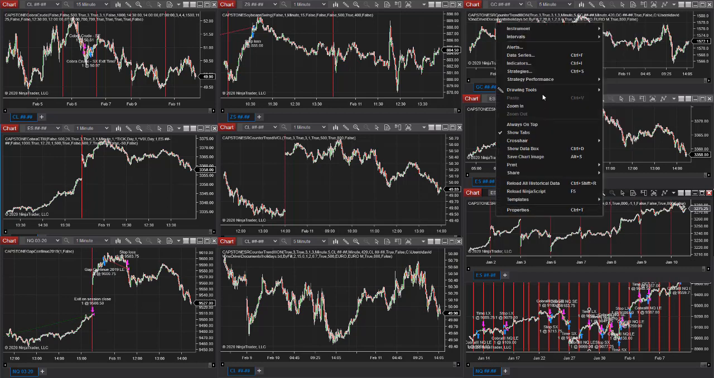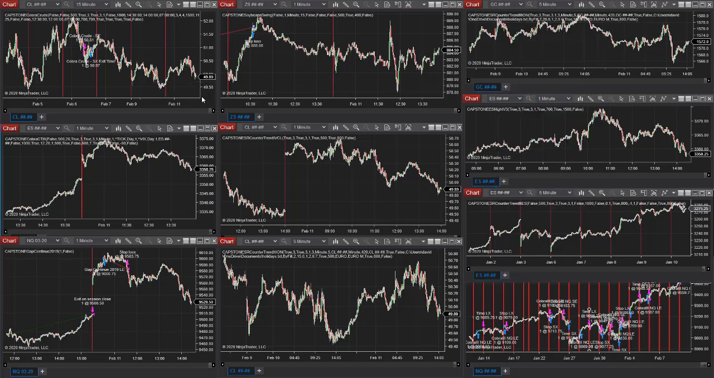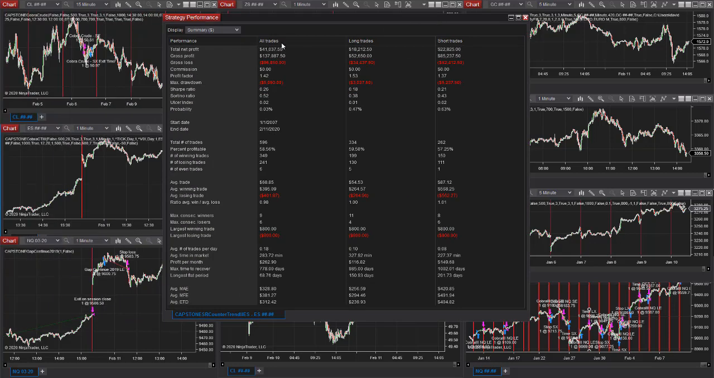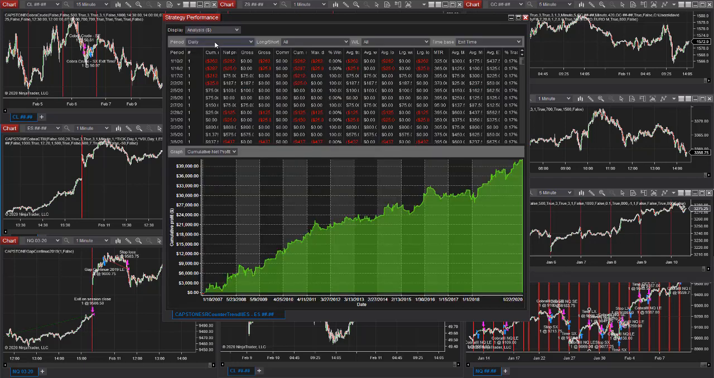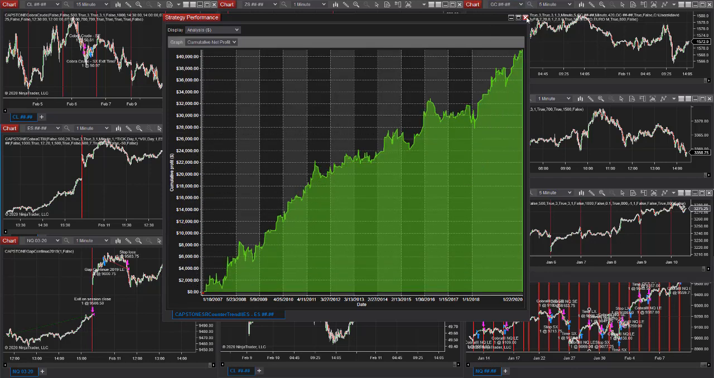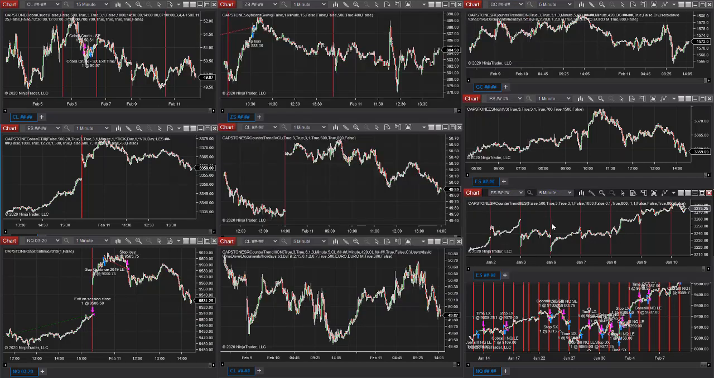Let's look at SR CounterTrend II E-mini S&P. $41,037.50, 596 trades since 2007, and equity curve near equity peak. So this tests well back to 1997 as well.